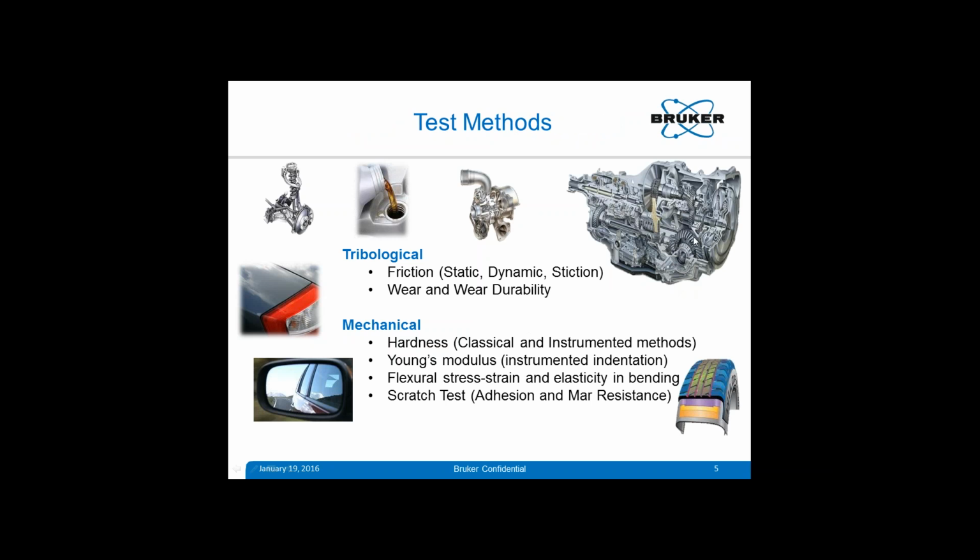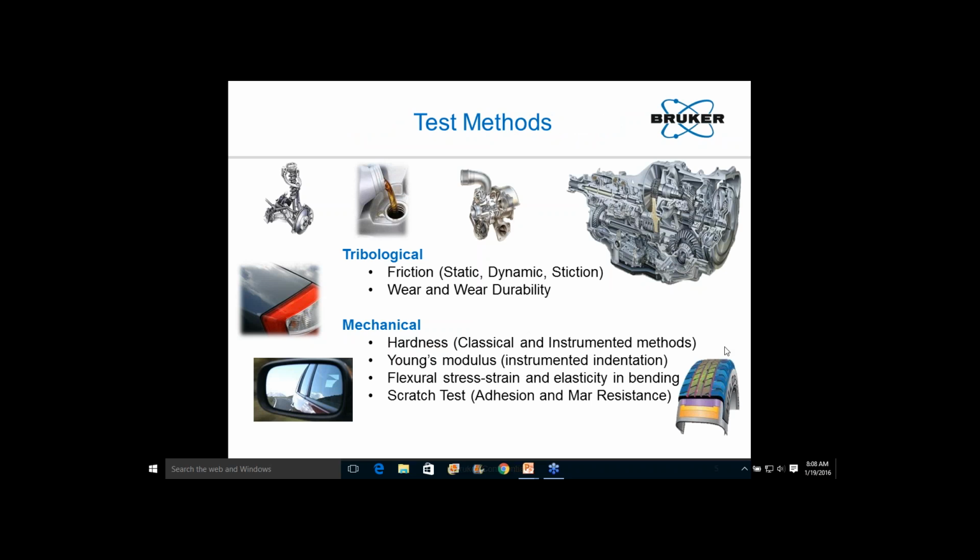There are two types of test methods. One is tribological and the other is mechanical. Tribological test methods include mostly friction, which could be static or dynamic, and wear and wear durability. The other kind of test normally performed for automobile components is mechanical.